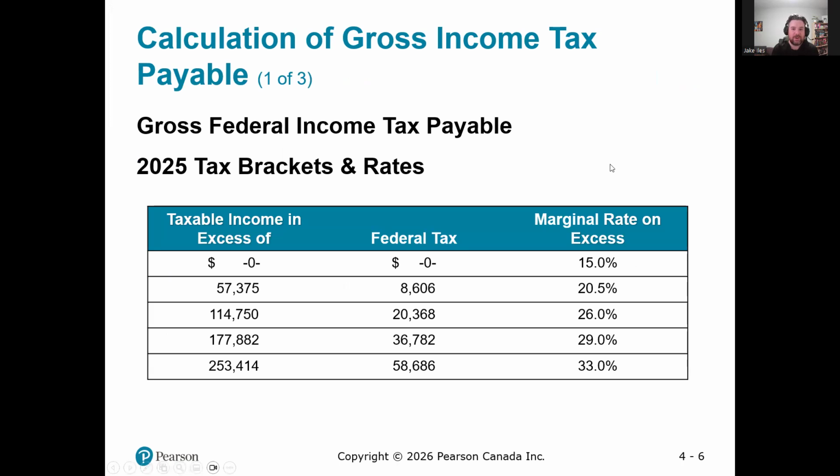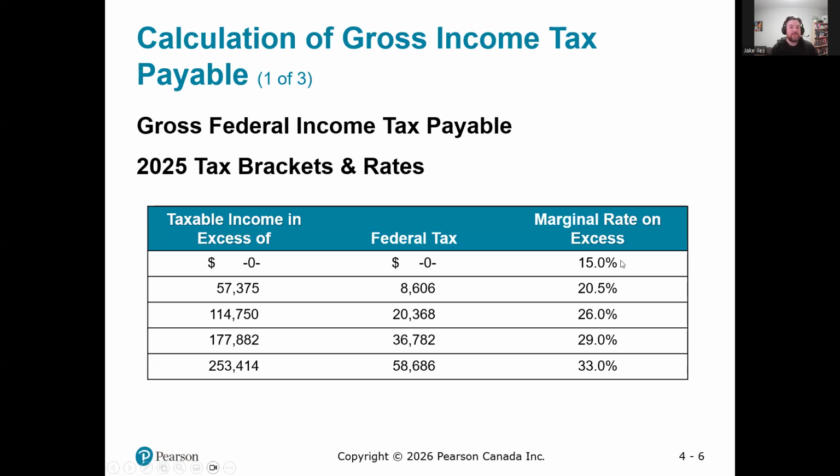So we have our taxable income. What do we do with it? Canada's tax system is progressive. The more income you earn, the higher your marginal rate of taxes is. So if my income is between 0 and 57,000, my federal tax rate is 15%.